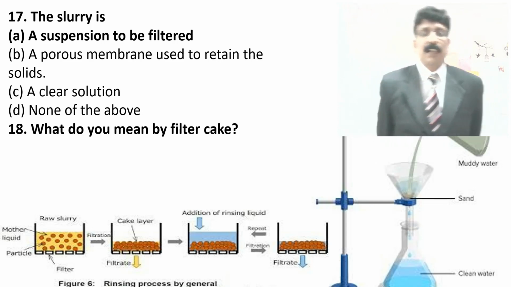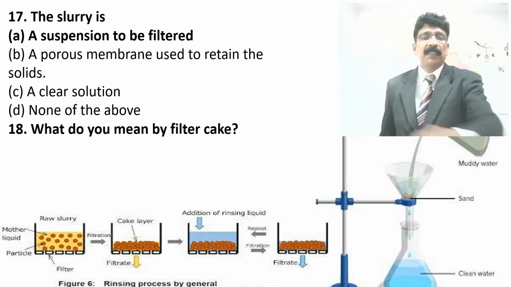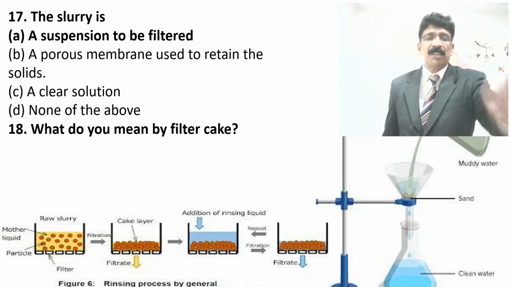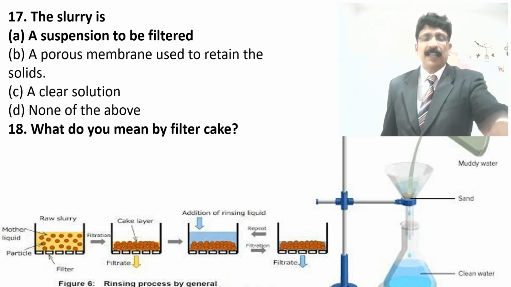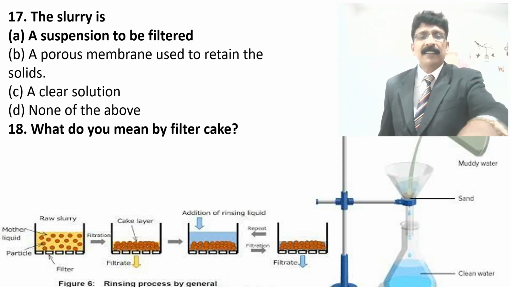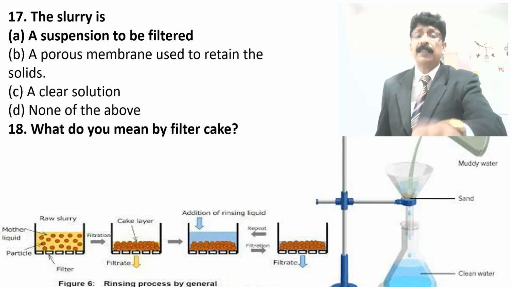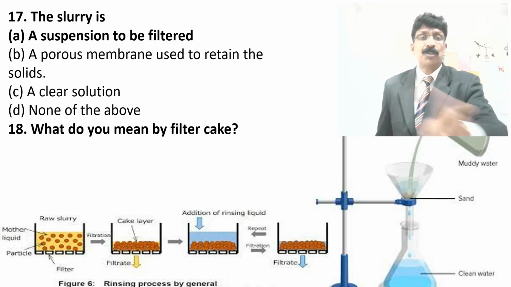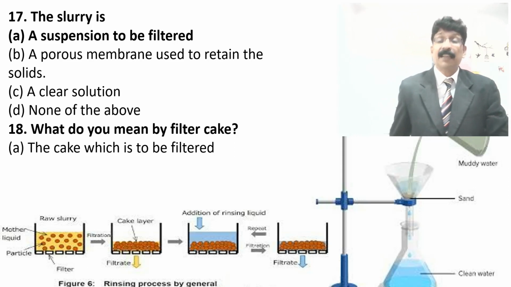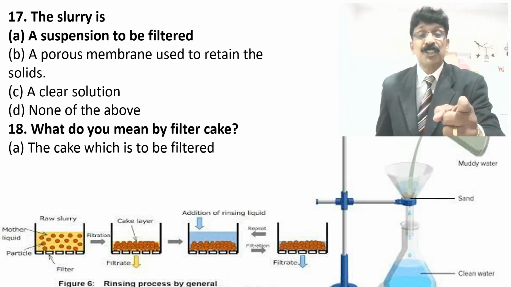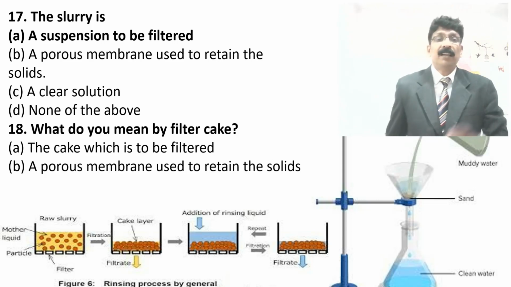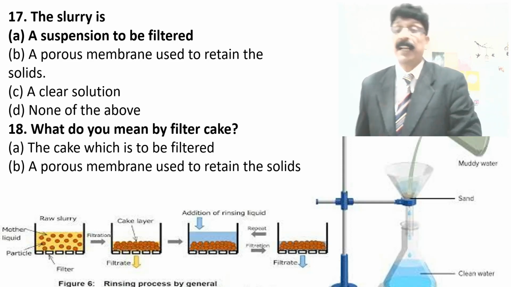What do you mean by filter cake? If you see this picture, the raw slurry is shown for the filtration, the filtrate will come down, and there is a cake layer, red in color, which is formed of solid material and will block. So you have to remove or rinse it. Additional rinsing of the liquid is needed to make the filtration proper. So what do you mean by filter cake? They have given a choice. The cake which is to be filtered, a porous membrane used to retain the solid.